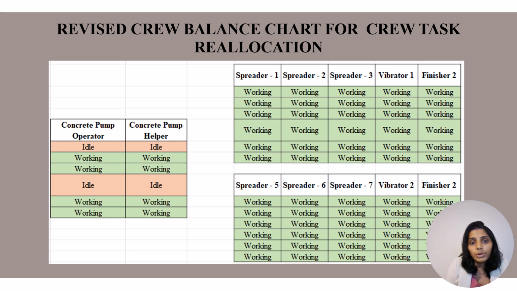In the original operation, we had 3 finishers, but now we have only 2 finishers, one per zone, and the third finisher will work as a vibrator. That way we'll have one more vibrator to perform the task efficiently.